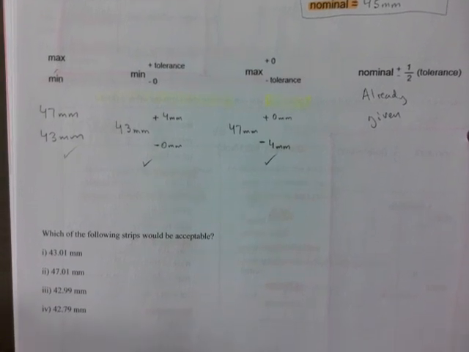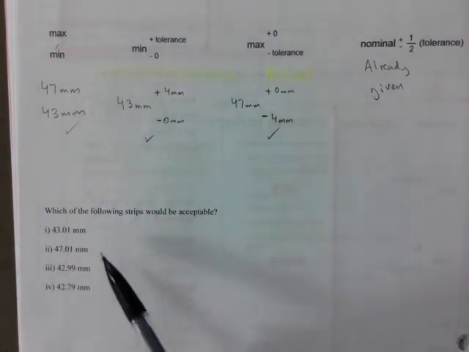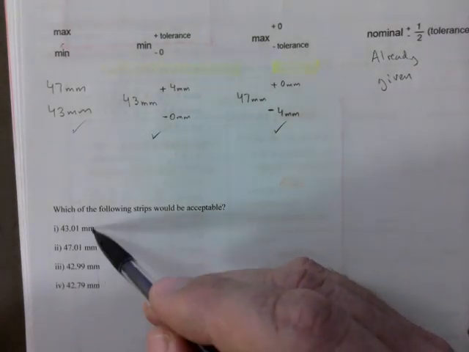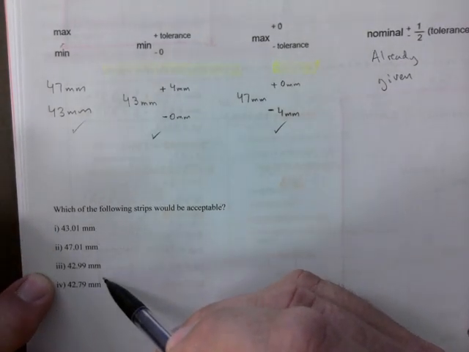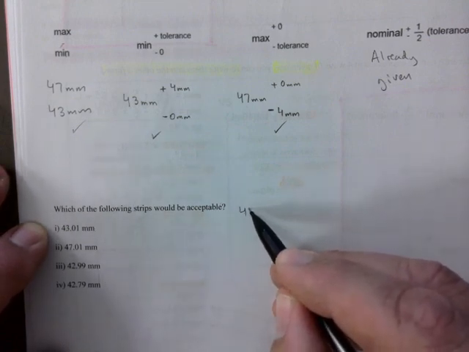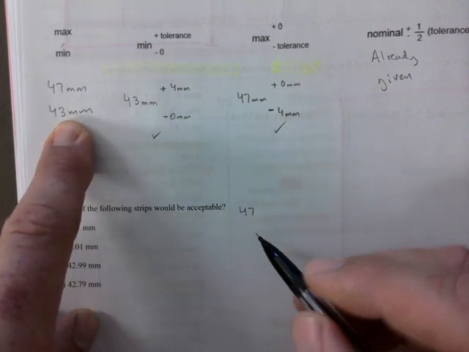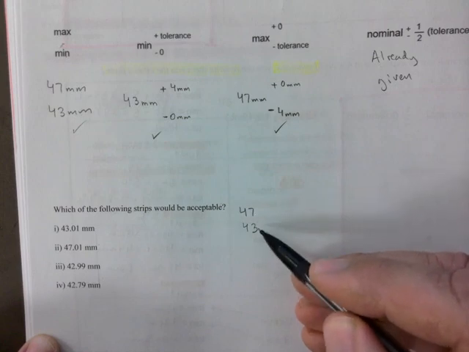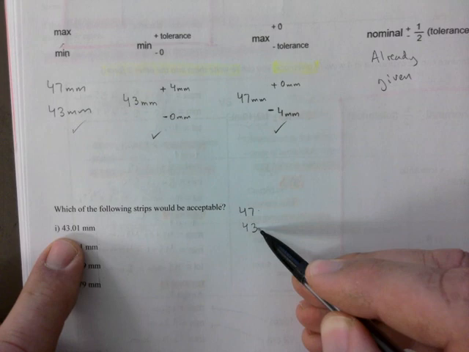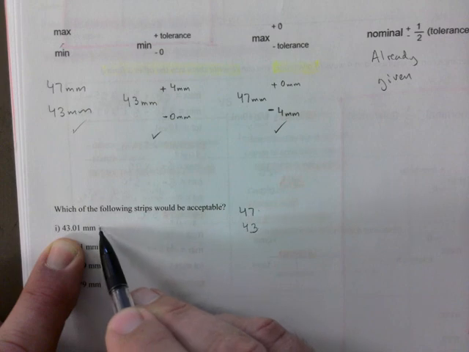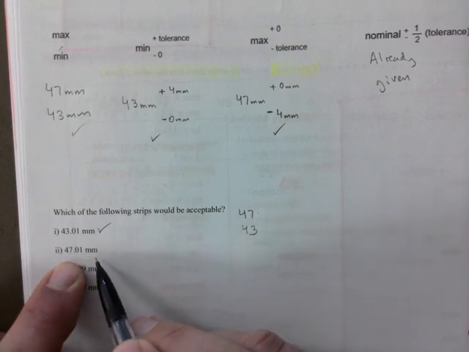let's do some, this is mental math at its finest, okay? Which of the following strips would be acceptable? Okay, if you had all these strips, which one of these would you accept and which one would you discard? And I'm going to do this. I'm going to say that I'm going to use this one here, 47 to 43, right? Anything in between, including these, is going to be acceptable. Is this acceptable? It's just over the min, right? So yes.